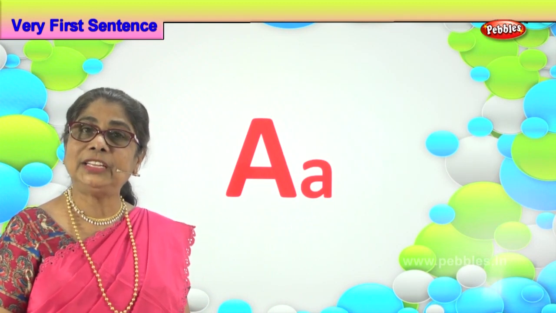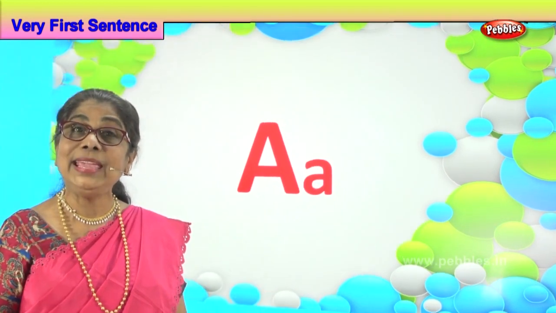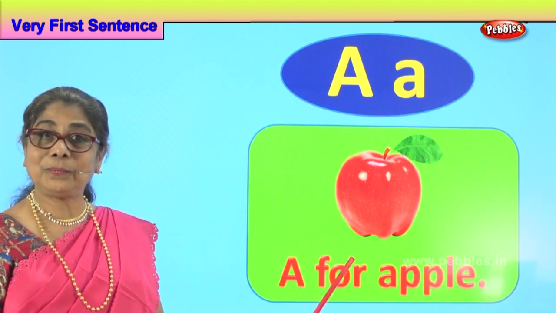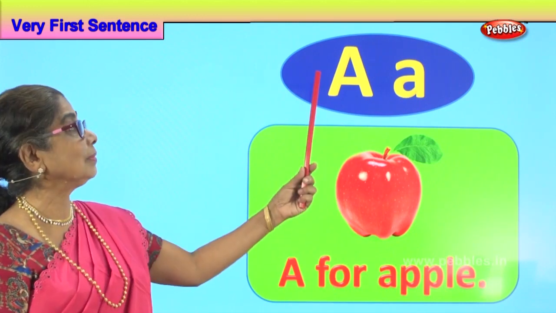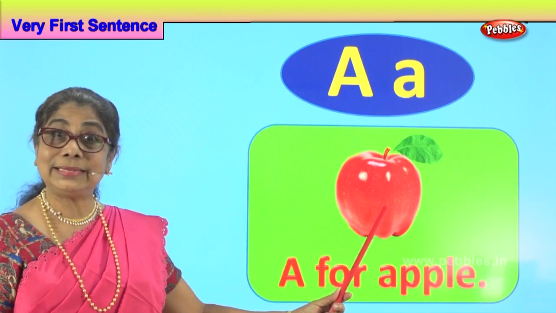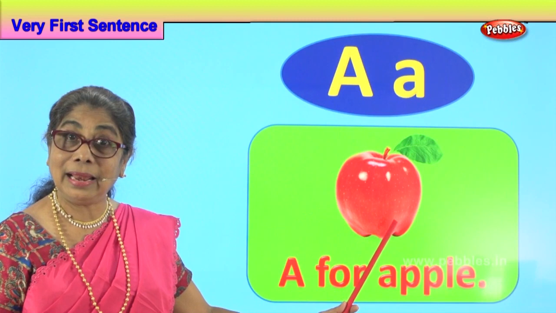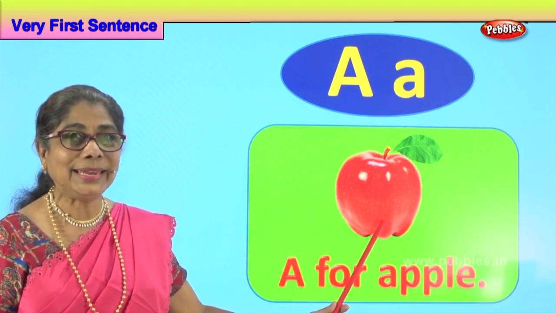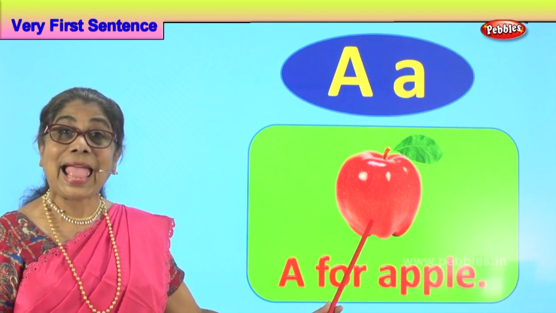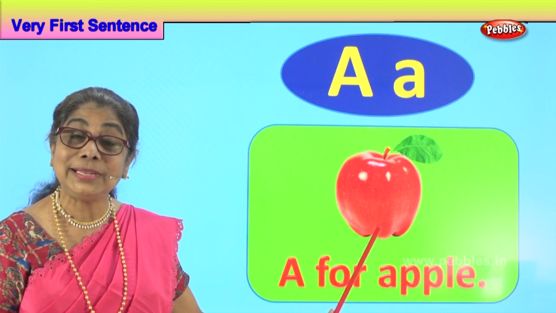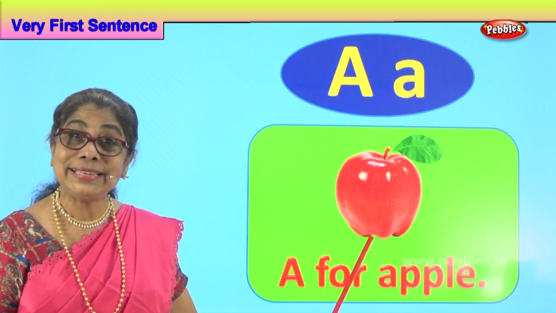Let's look at our first picture and read what we see. Look, what do you see here? Big letter, small letter. What is this? Apple. What's the color of the apple? Red. Would you like to eat an apple? Yes, apple. Apple is juicy. You love to eat it.